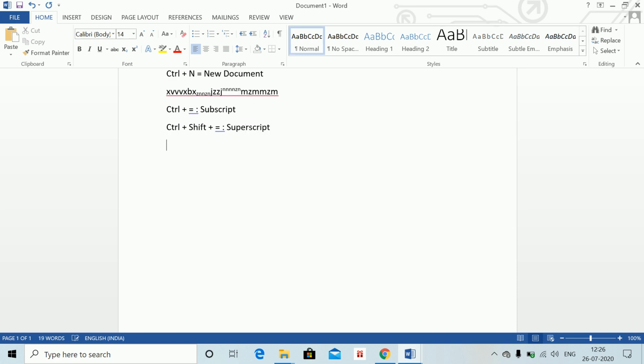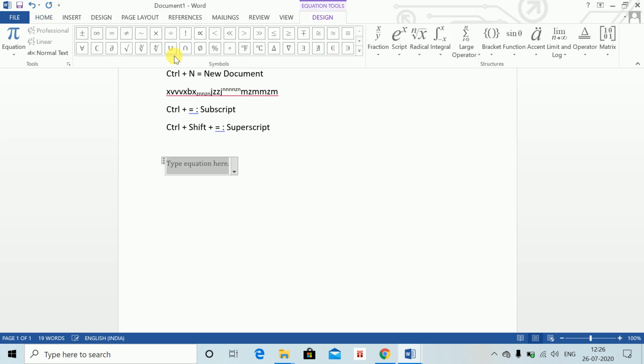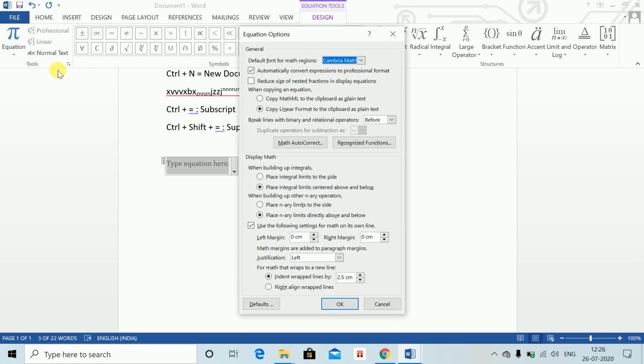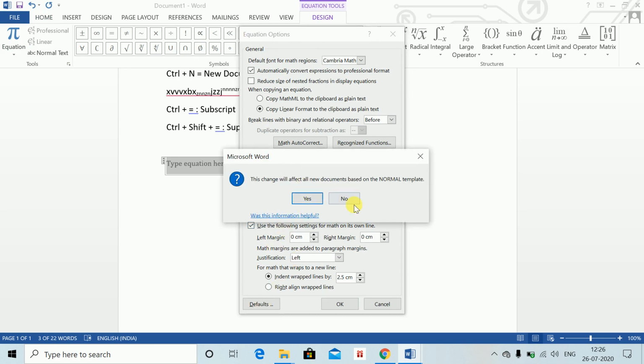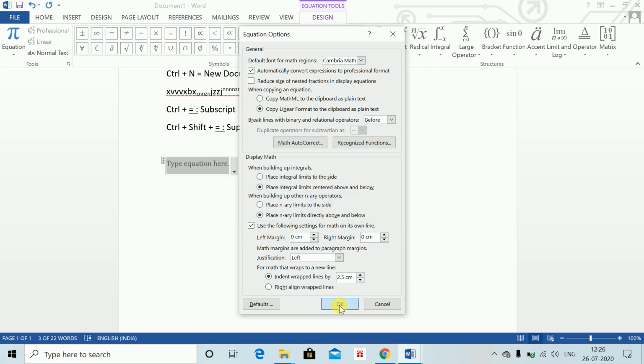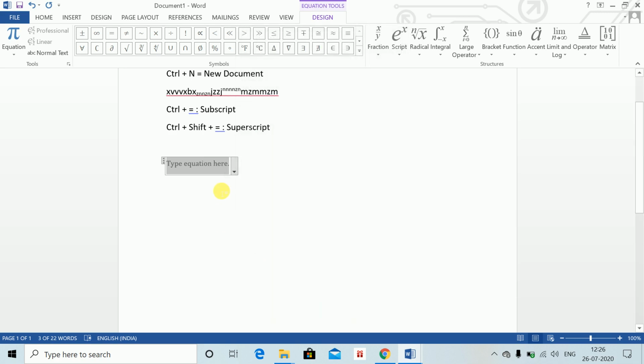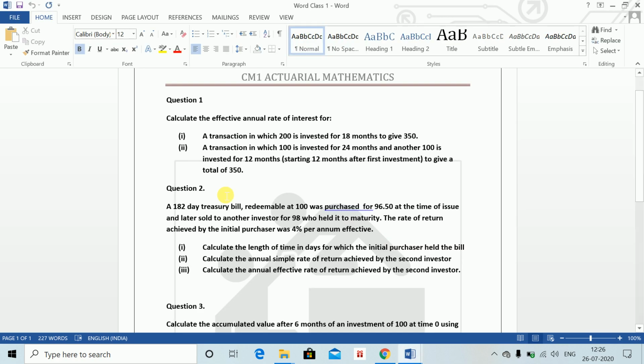Okay, so these are the very basic shortcuts which we'll use normally every day. And now moving on to the chapter questions. Before that, Alt equals to inserts an equation. If you want your equation on the left hand side, press the arrow key on the equation design tools and set the justification to left. Click on defaults, press yes and press OK. So this will always set your equation to default left, not in the middle of the line. Once this is done, now let us move to the question.